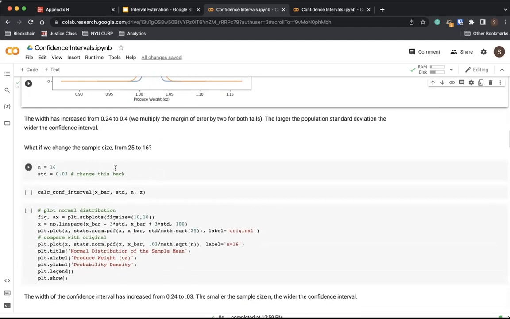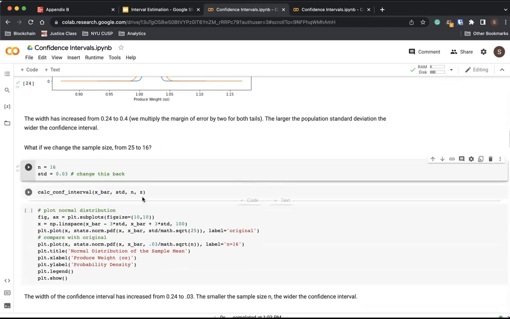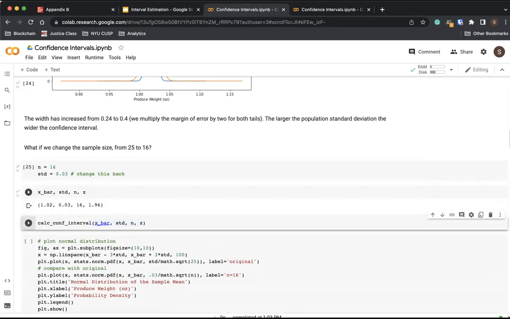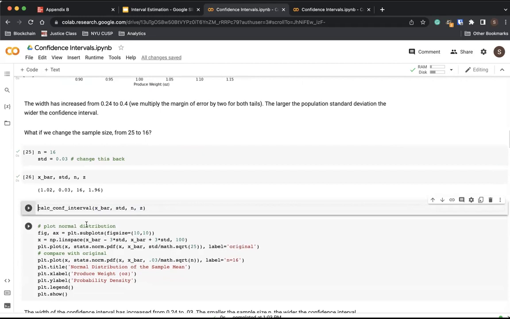Okay, let's talk through what if we change the sample size from 25 to 16. So we take a smaller sample. Now I'll change n to 16 and change back the standard deviation to 0.03. Let me show you what we're now inputting into our function. And hopefully this emphasizes the beauty of making functions: I don't need to redefine things or recreate a formula. Once I have my toolkit defined, I can reuse it for new values.